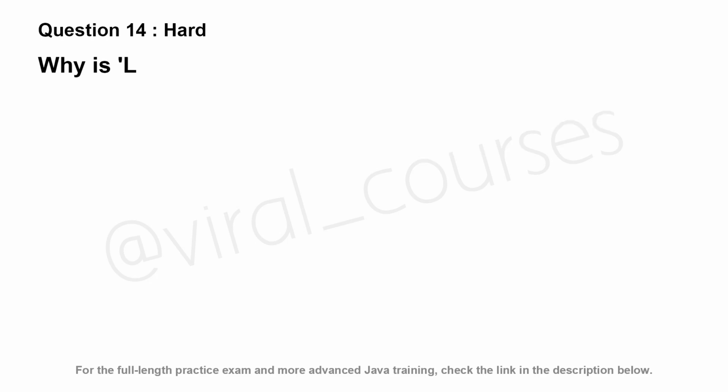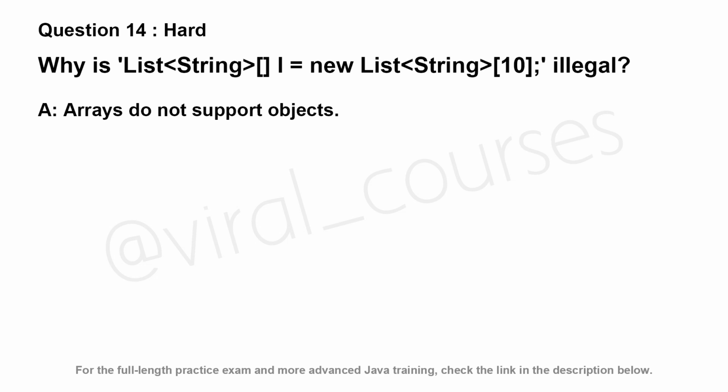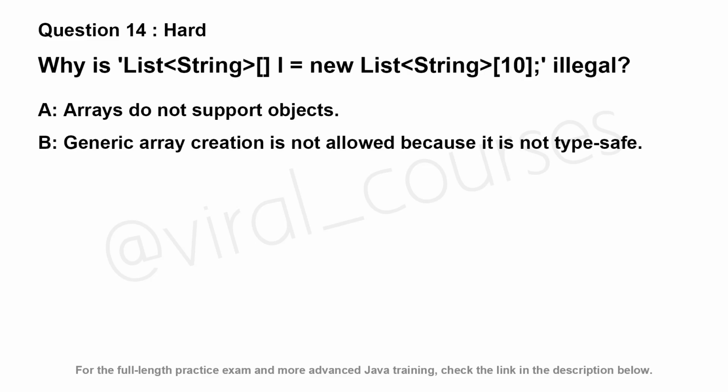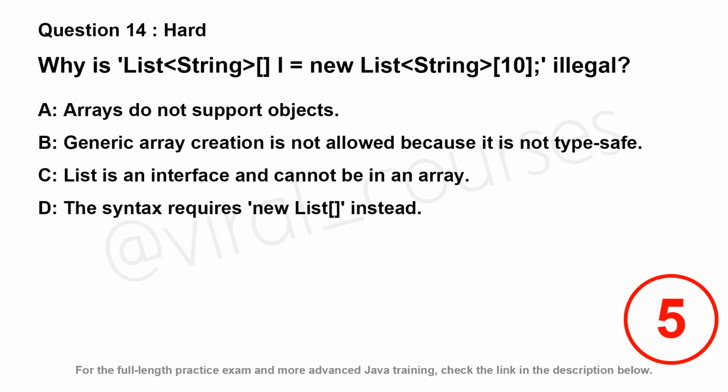Why is List<String>[] L = new List<String>[10] illegal? Option A, arrays do not support objects. Option B, generic array creation is not allowed because it is not type safe. Option C, List is an interface and cannot be in an array. Option D, the syntax requires new List instead.